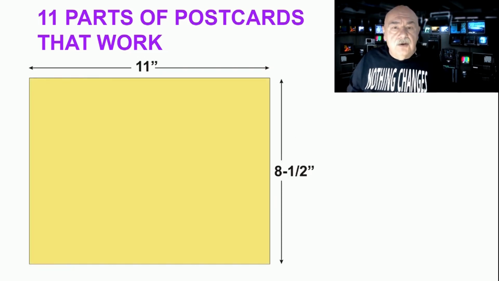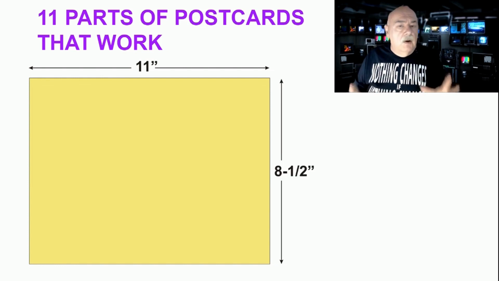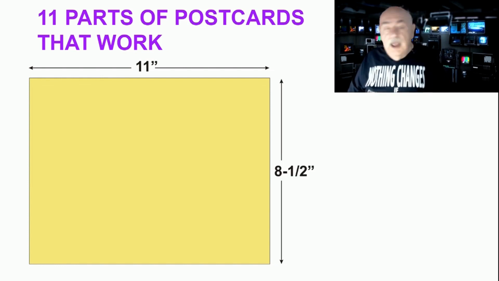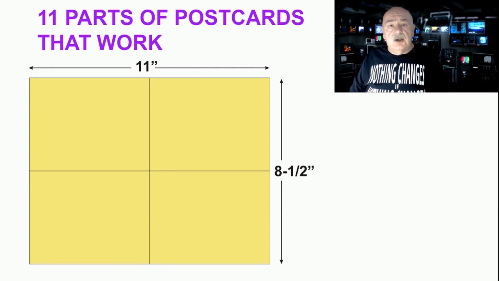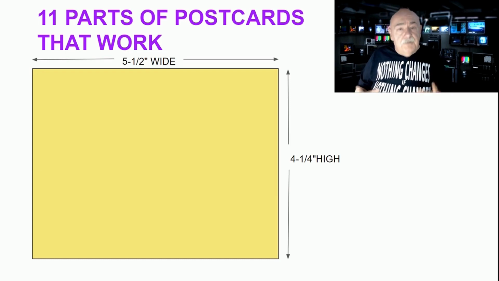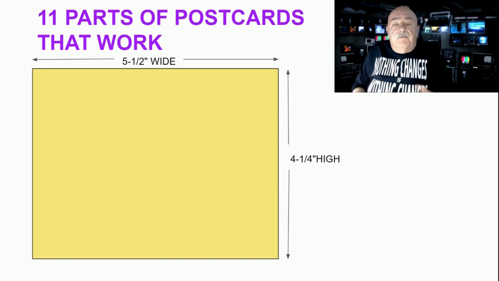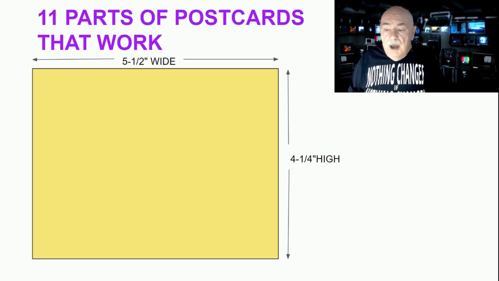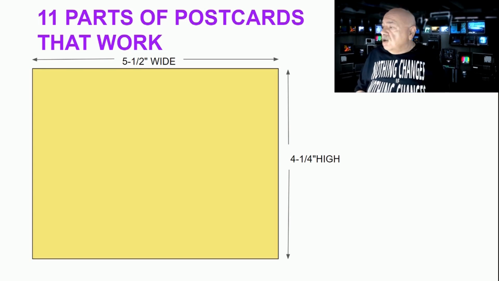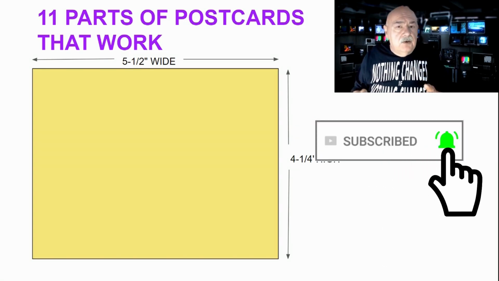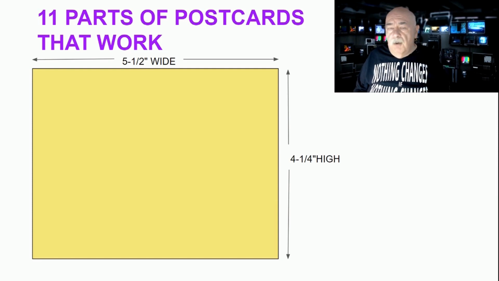First of all, understand this. We're going to start the format based on an 8.5 by 11 sheet of paper. And if you divide that sheet of paper into 4 quadrants, you would wind up with a finished postcard size of 5.5 wide by 4.25 high. So that's pretty important to understand. We're really talking a small postcard.